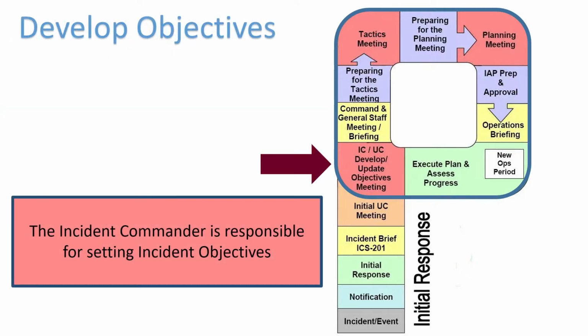From here, the incident commander or unified commanders would set operational incident objectives. This would be done between the planning section chief and the incident commander. Most of our incident objectives have been pre-developed, which can be found in EICS and within our Incident Management Handbook, or IMH. The next phase of the Planning P is the Command and General Staff meeting.